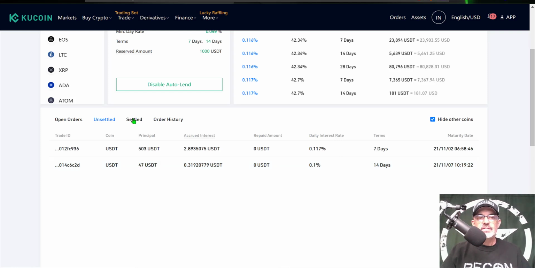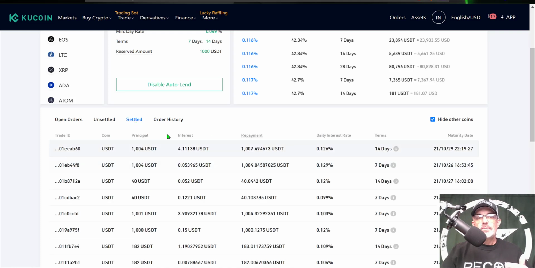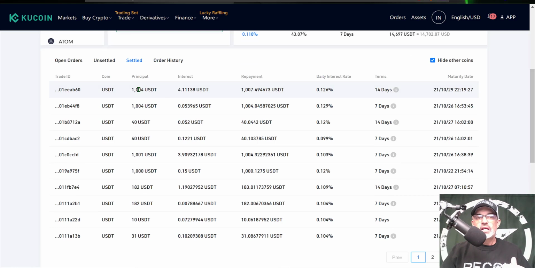Now jumping over here to the next tab is settled. These represent the loans that have been repaid and I've earned interest on, and I have captured that profit as realized profit. You can see the first one right here was a 1,004 USDT loan, and I earned just over 4 USDT or $4 on this particular loan, and the interest rate on that was 1.26%. So again, well over that 40% annualized interest rate.